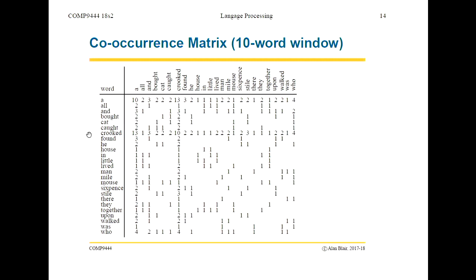Now here we've expanded the window to a 10-word window. So like I said, 5 words on either side of the center word. And we see a lot more structure now. And this is just from one document, and then we can go through and do the same thing for many, many documents, and we get this big matrix.